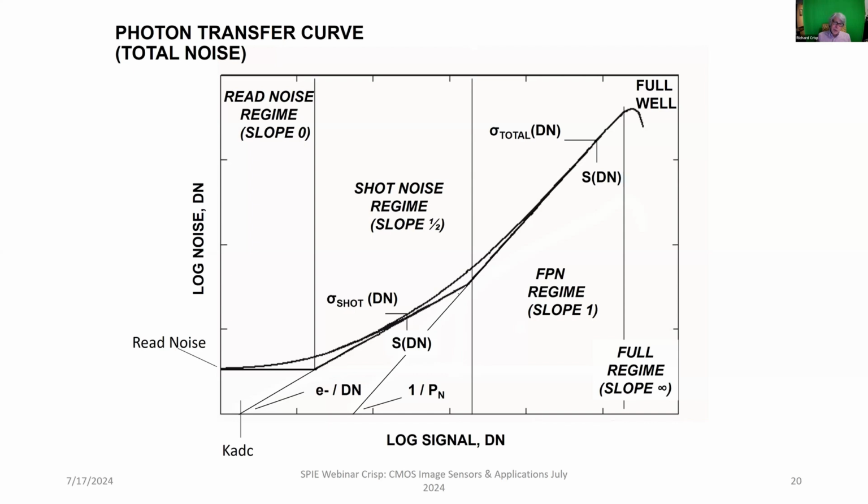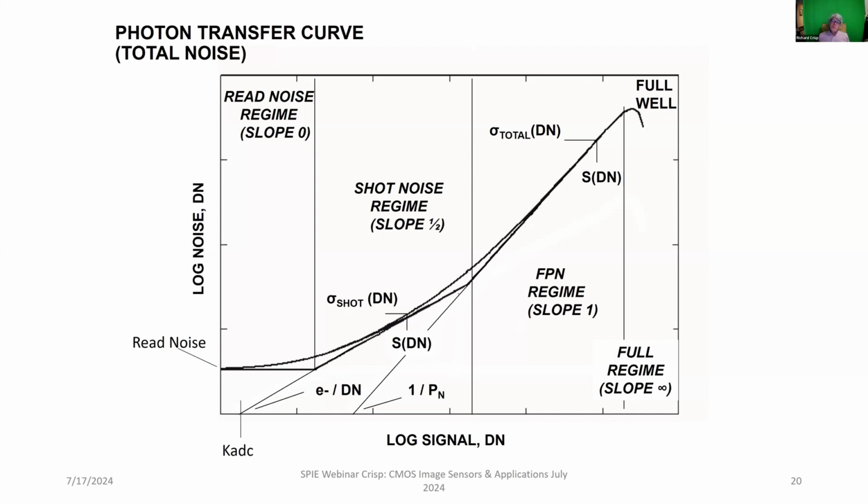And if we draw an extrapolation of that back to the x-axis, where the signal crosses the x-axis is actually the gain constant. It tells you how many ADU units you get as a function of each electron, for example.